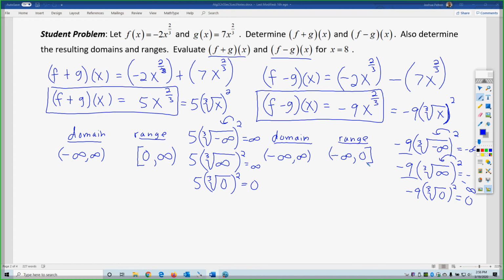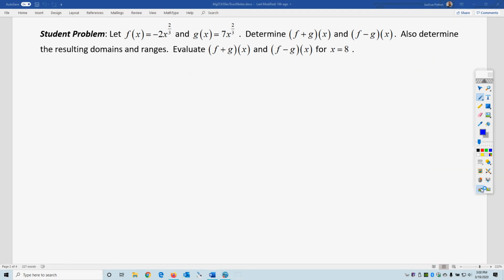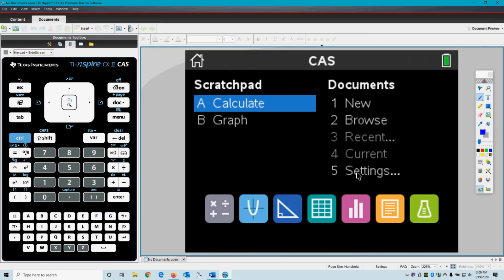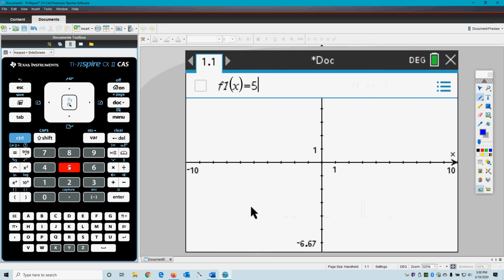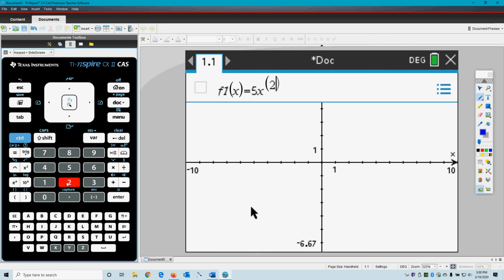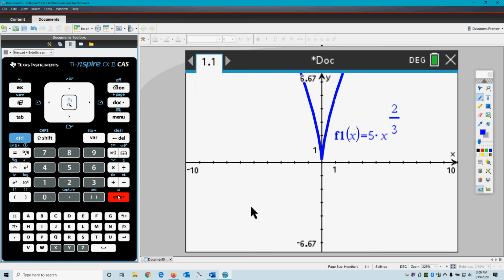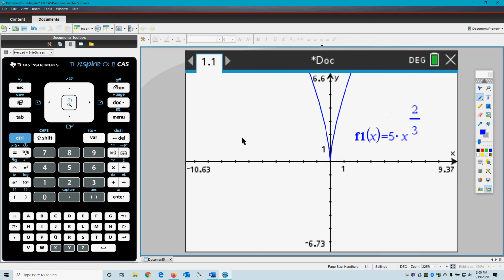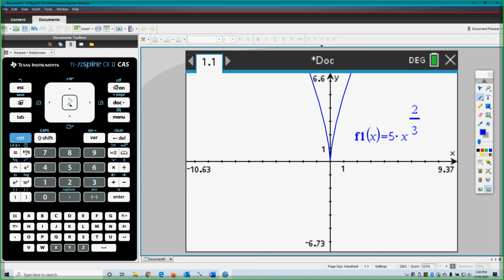We have space down below to do the calculations. So let's look at a calculator and see visually what's actually going on. So the first one is 5x to the 2/3 power. And you can see it goes forever left and forever right, which is what we said for the domain, right? So that's negative infinity to infinity, that's our domain. Down, it can only go to 0, but it goes up forever, right? So our range is 0 to infinity. Again, it's the bracket because you can be that.